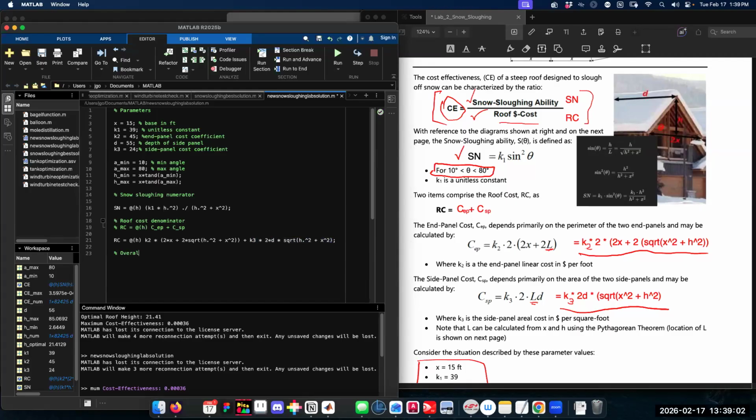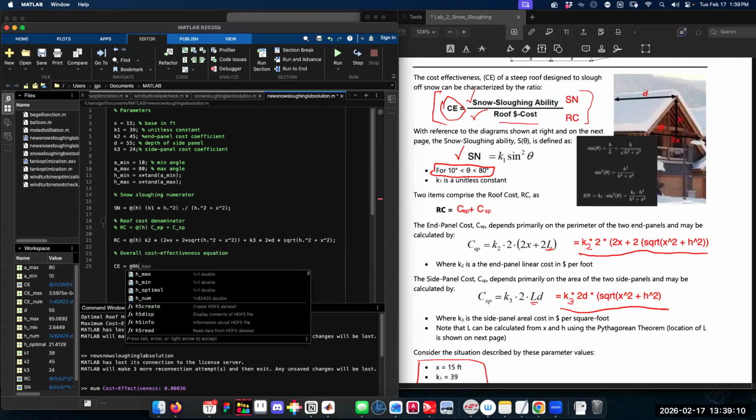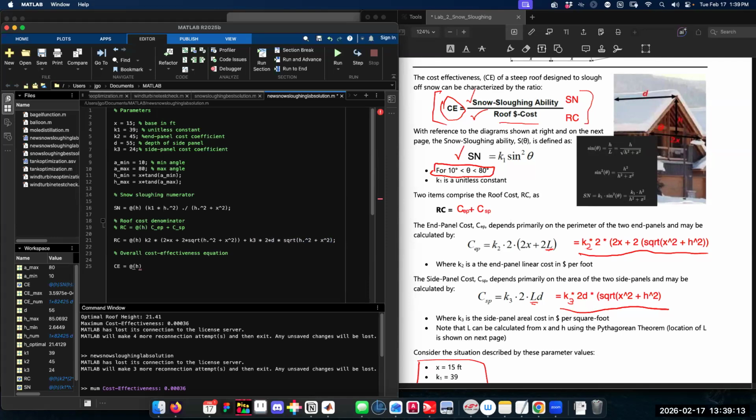So overall cost effectiveness equation. That's going to be CE, and then I'm doing the at h. That's what we're varying again. Then it's the numerator SN H, and then dot divide RC H. Okay, we have the main equation now, and that's like the y values of the graph. Then we can go into optimization.